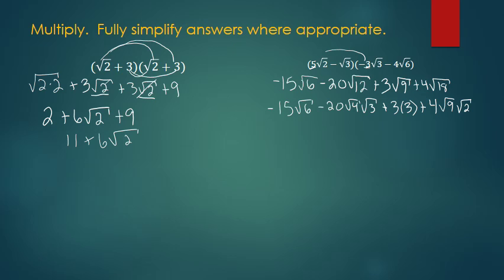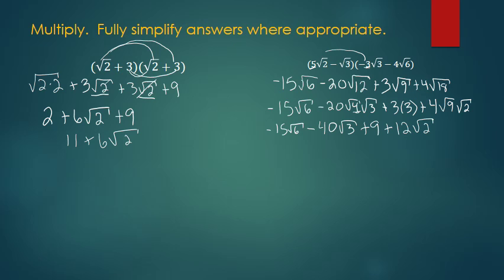Okay, so again, the first term I can't do anything with, minus 15 root 6. Now this 4 can come out, and remember anything that comes out gets multiplied by the value in front. So the square root of 4 is 2, so I get negative 2 times 20, which is negative 40, and then that root 3 comes down, plus 3 times 3, which is 9, and then plus, well, the square root of 9 is 3, so 4 times 3 is 12, root 2.